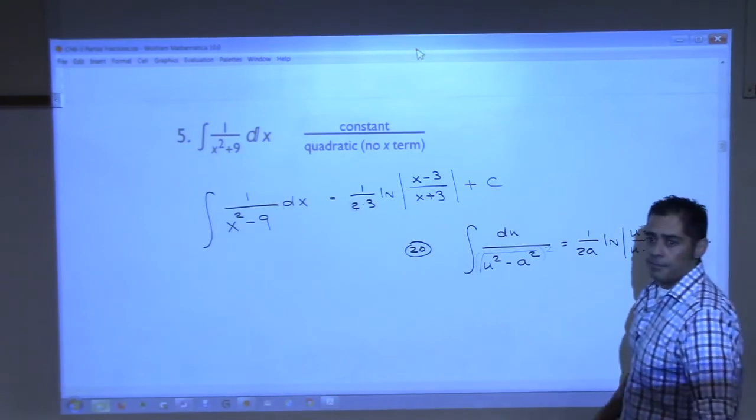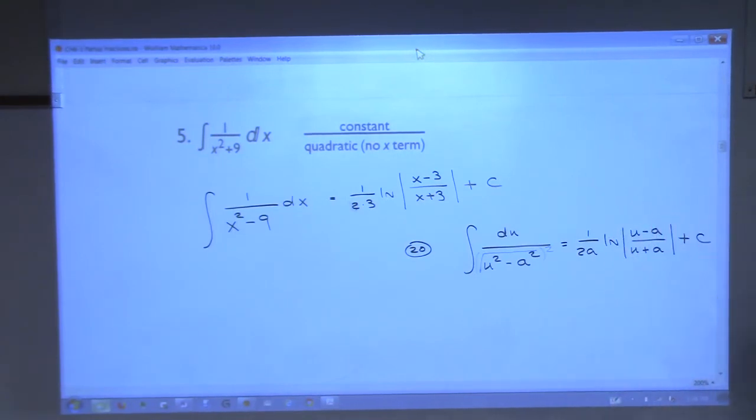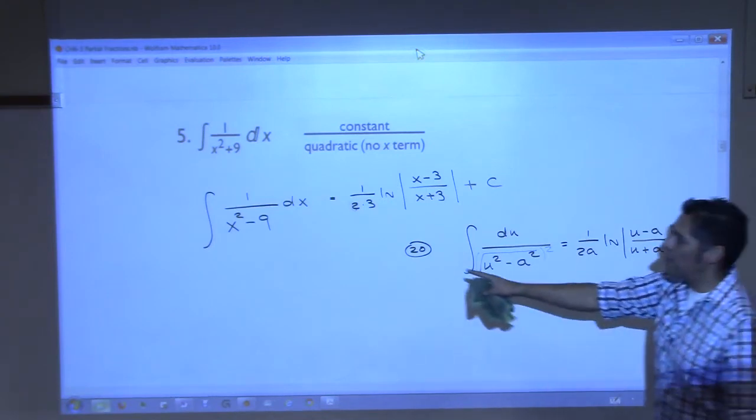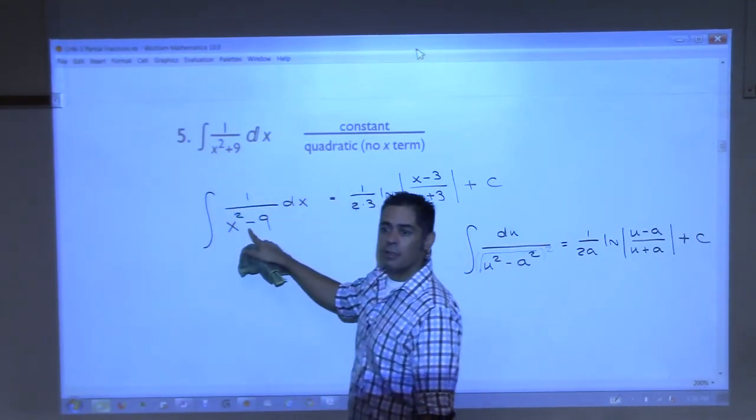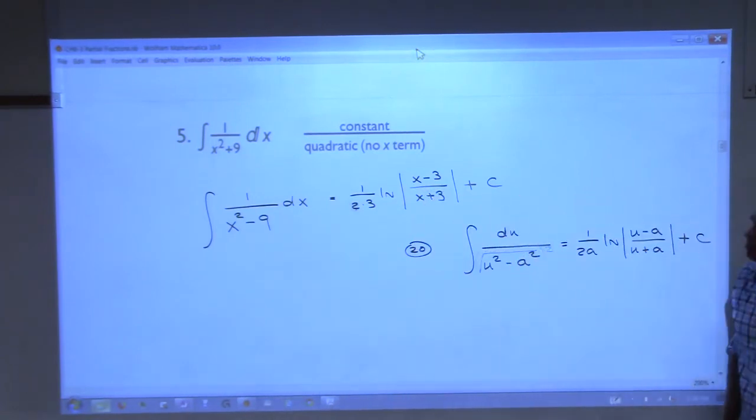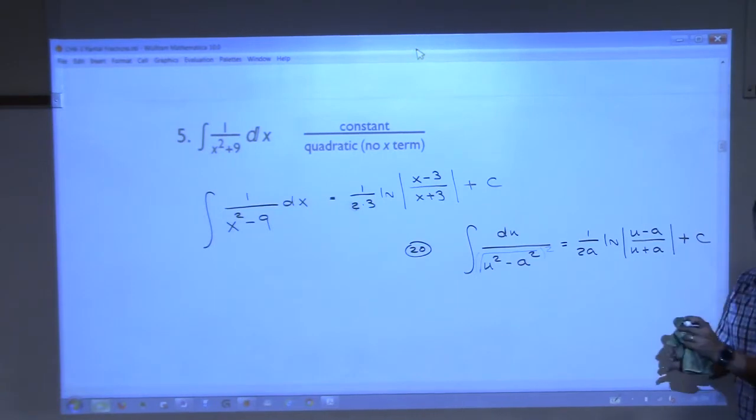So wasn't the answer 1/3 tangent? That's when it was plus. I changed it to minus. Oh, is it a new problem? Yep, I did a new problem. I'm going to do another new problem. You ready? Here it comes.